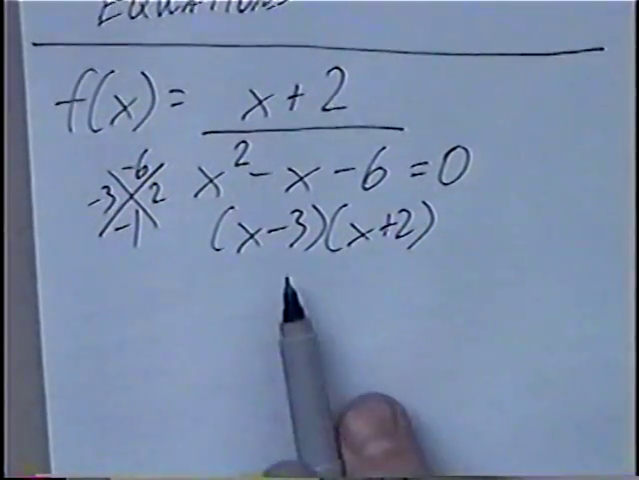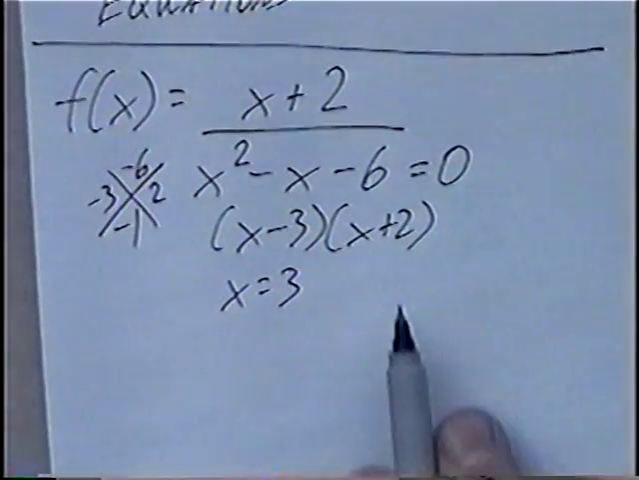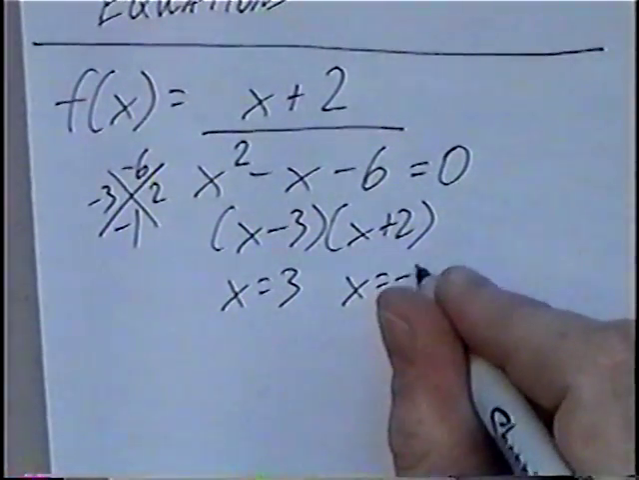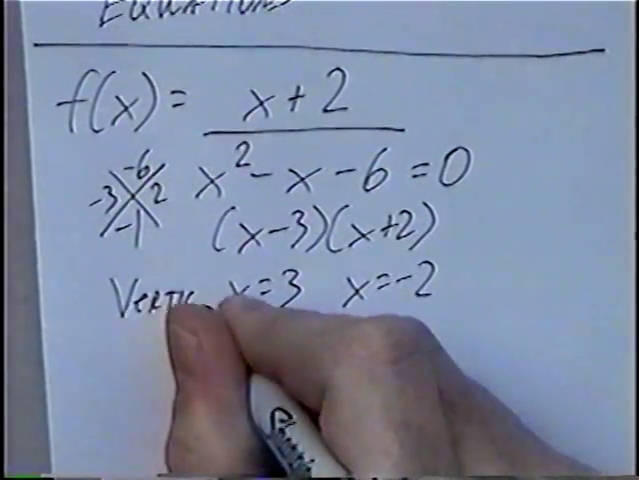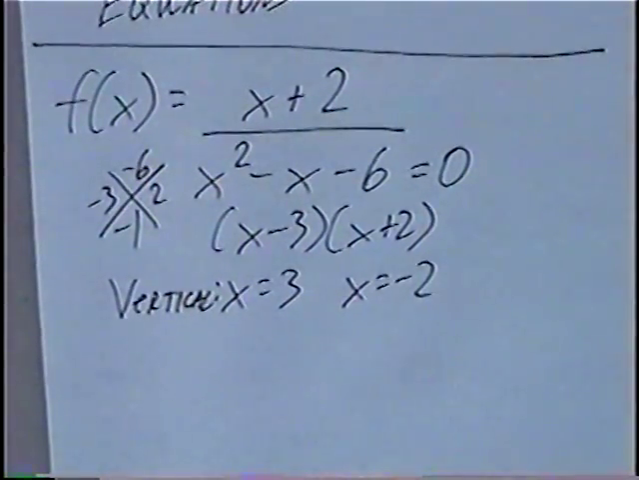Setting this equal to 0, x minus 3 equals 0, we'll have x equals 3. And x plus 2 equals 0, x would equal negative 2. So the vertical asymptotes for this graph would be x equals 3 and x equals negative 2.